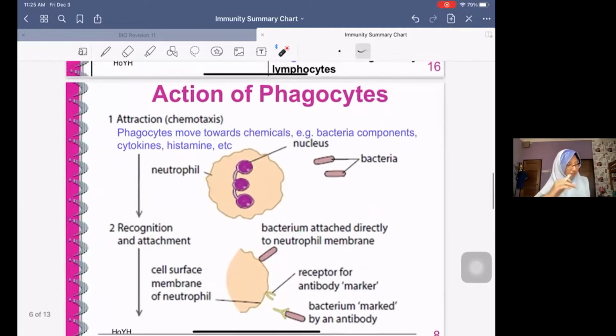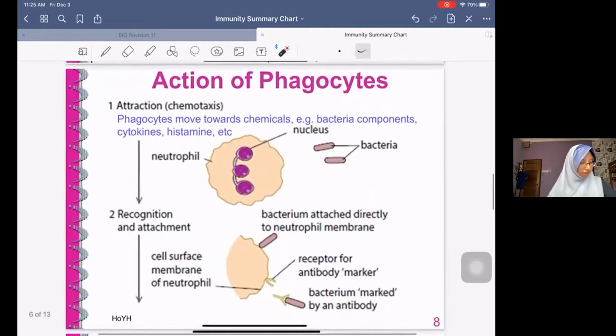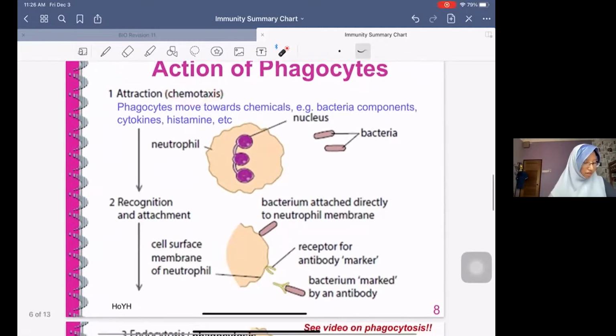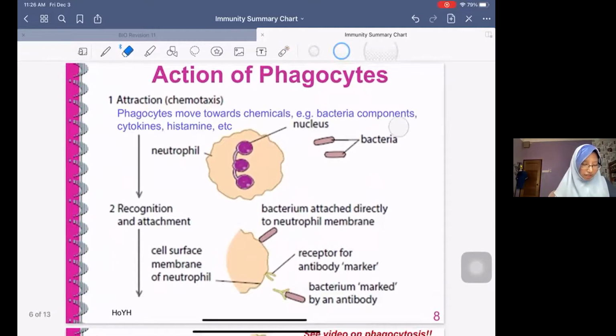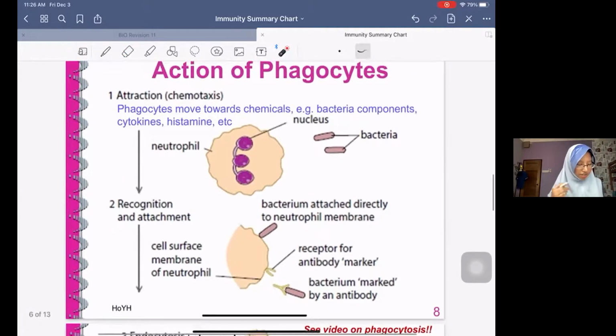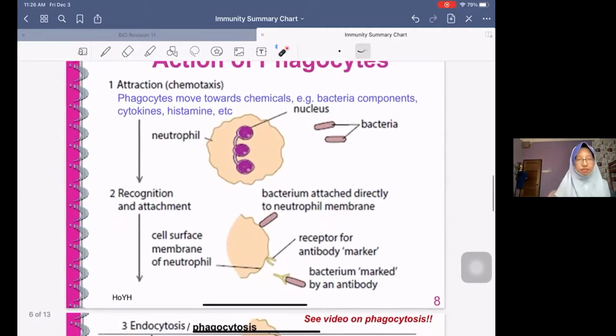So this histamine is actually a chemoattractant. A chemoattractant means they attract phagocytes. The attraction of phagocytes to the infected site is called chemotaxis. So number one, phagocytes move towards the chemicals like the bacterial components. The bacteria also release some chemicals that actually provoke the phagocyte to come to it. And they also respond to cytokines and histamine released by mast cells.